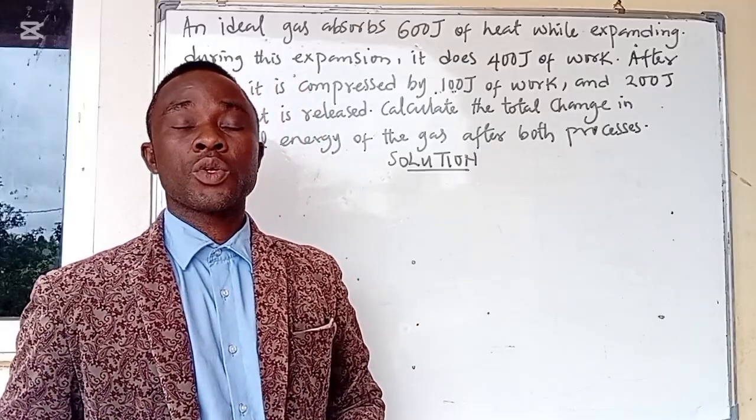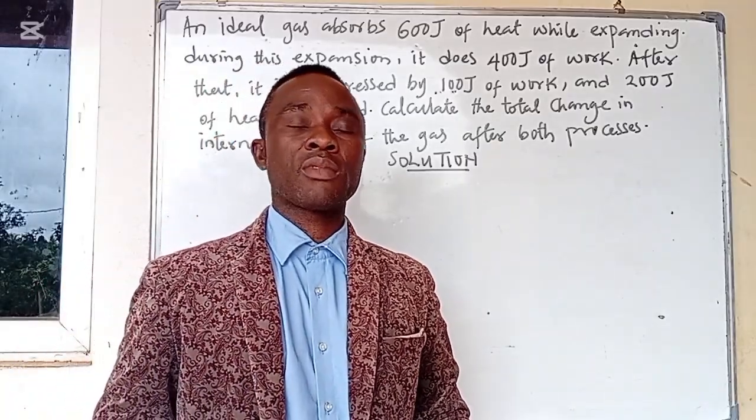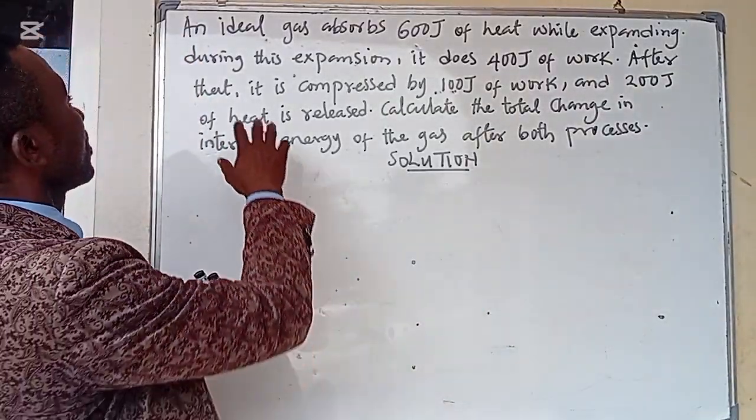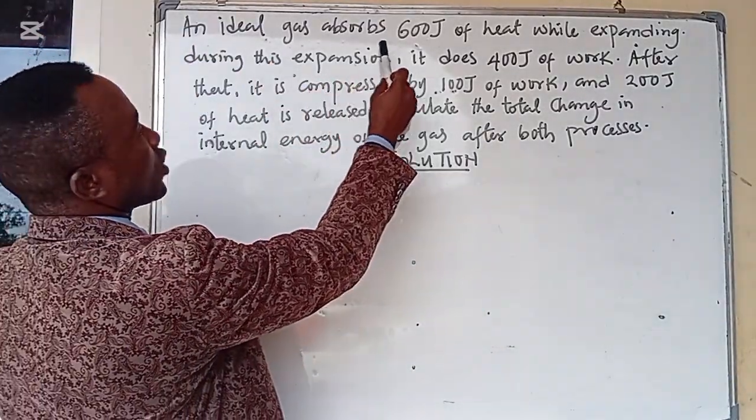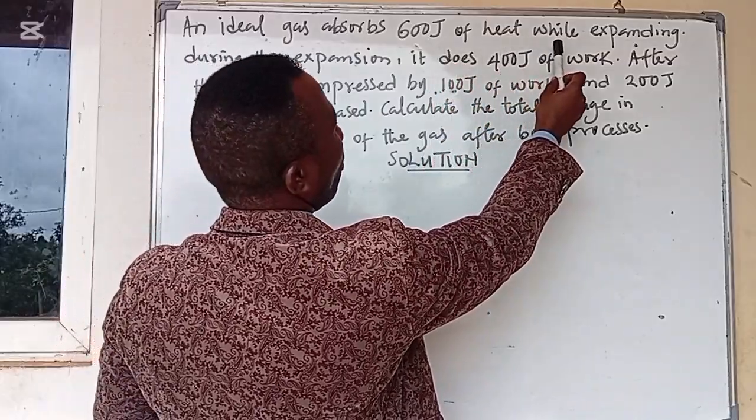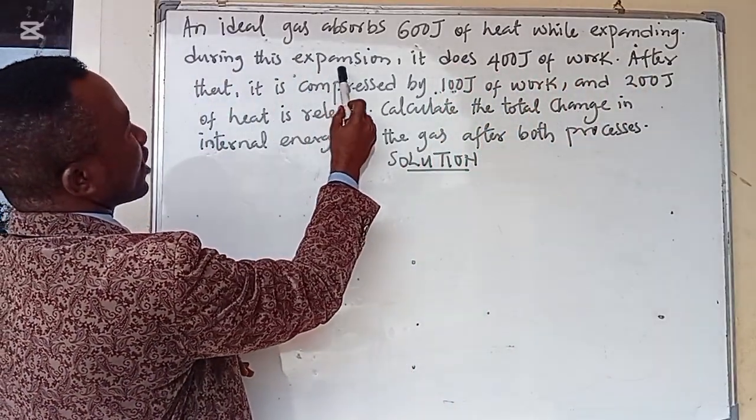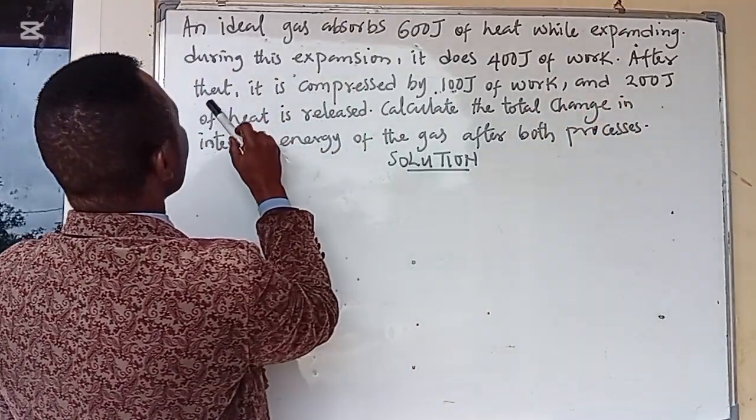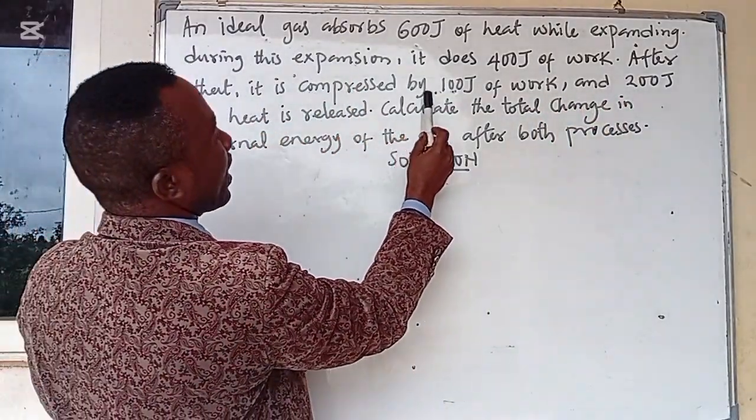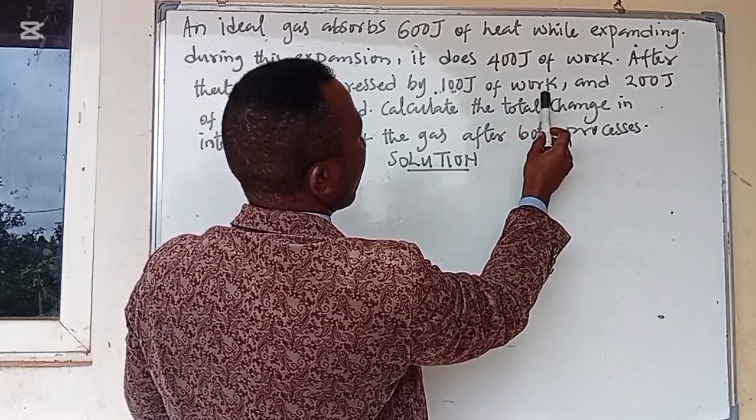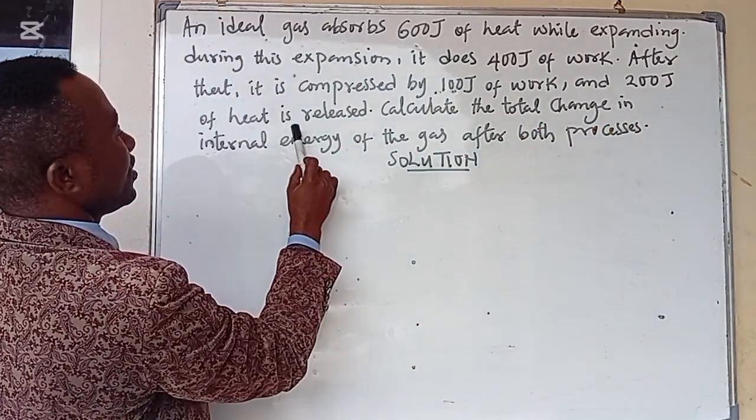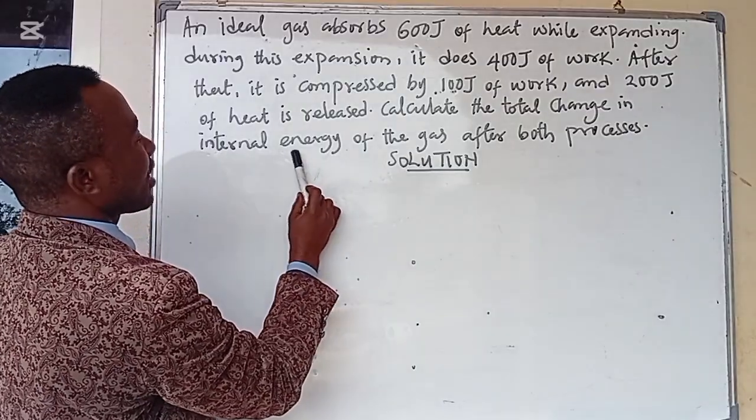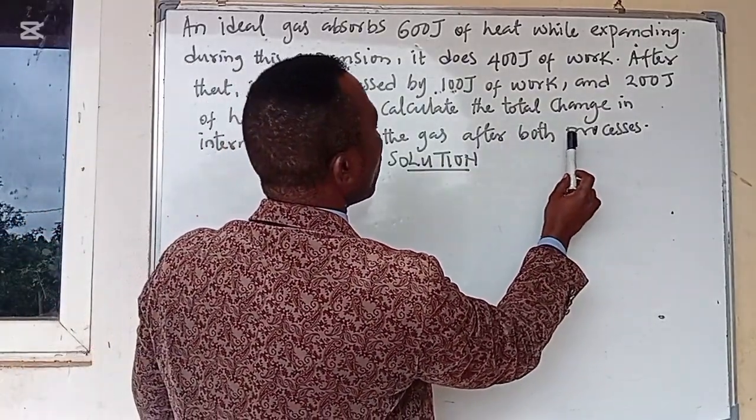Now, I have a question for you on thermodynamics, the first law of thermodynamics. Let us look at the board. The question says, an ideal gas absorbs 600 joules of heat while expanding. During this expansion, it does 400 joules of work. After that, it is compressed by 100 joules of work and 200 joules of heat is released. Calculate the total change in internal energy of the gas after both processes.